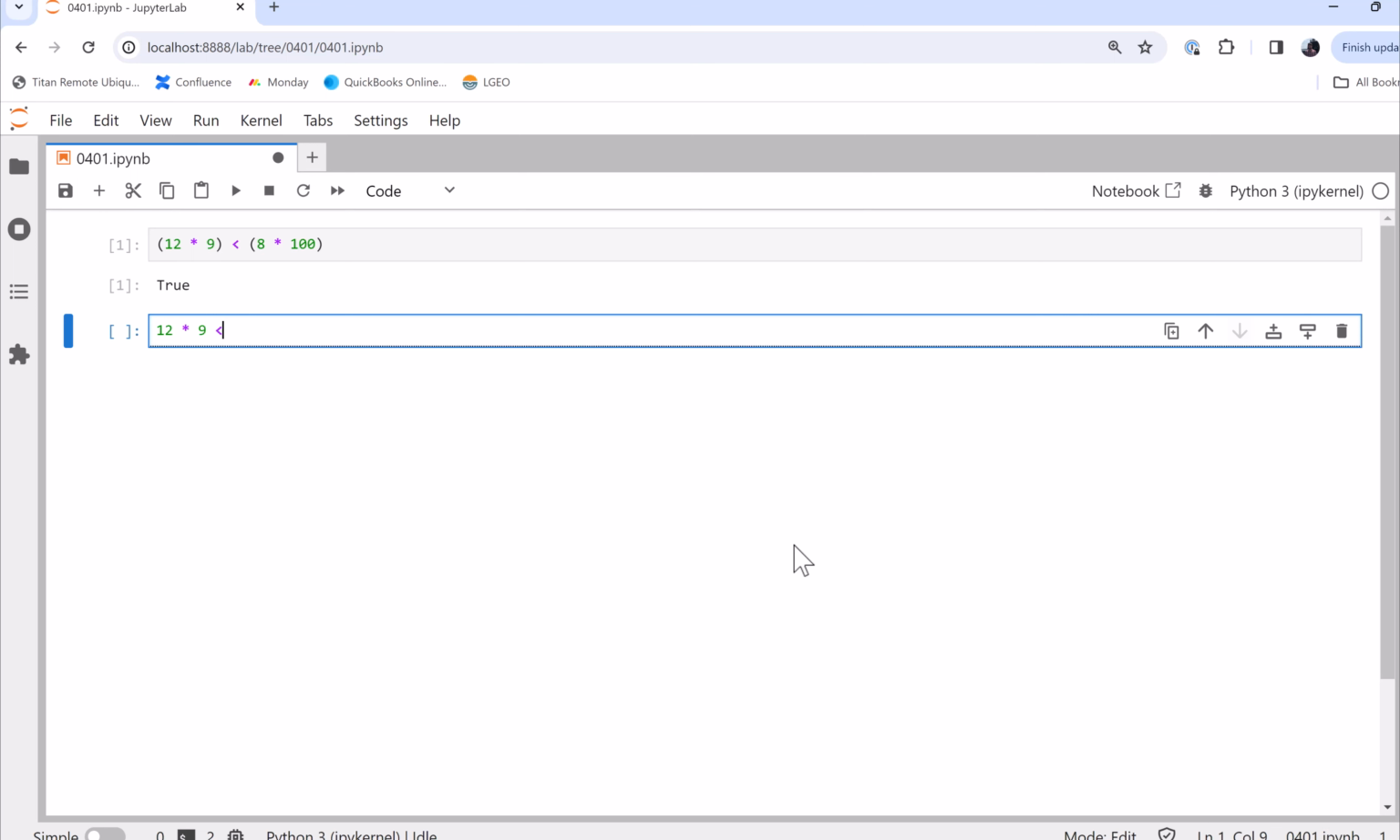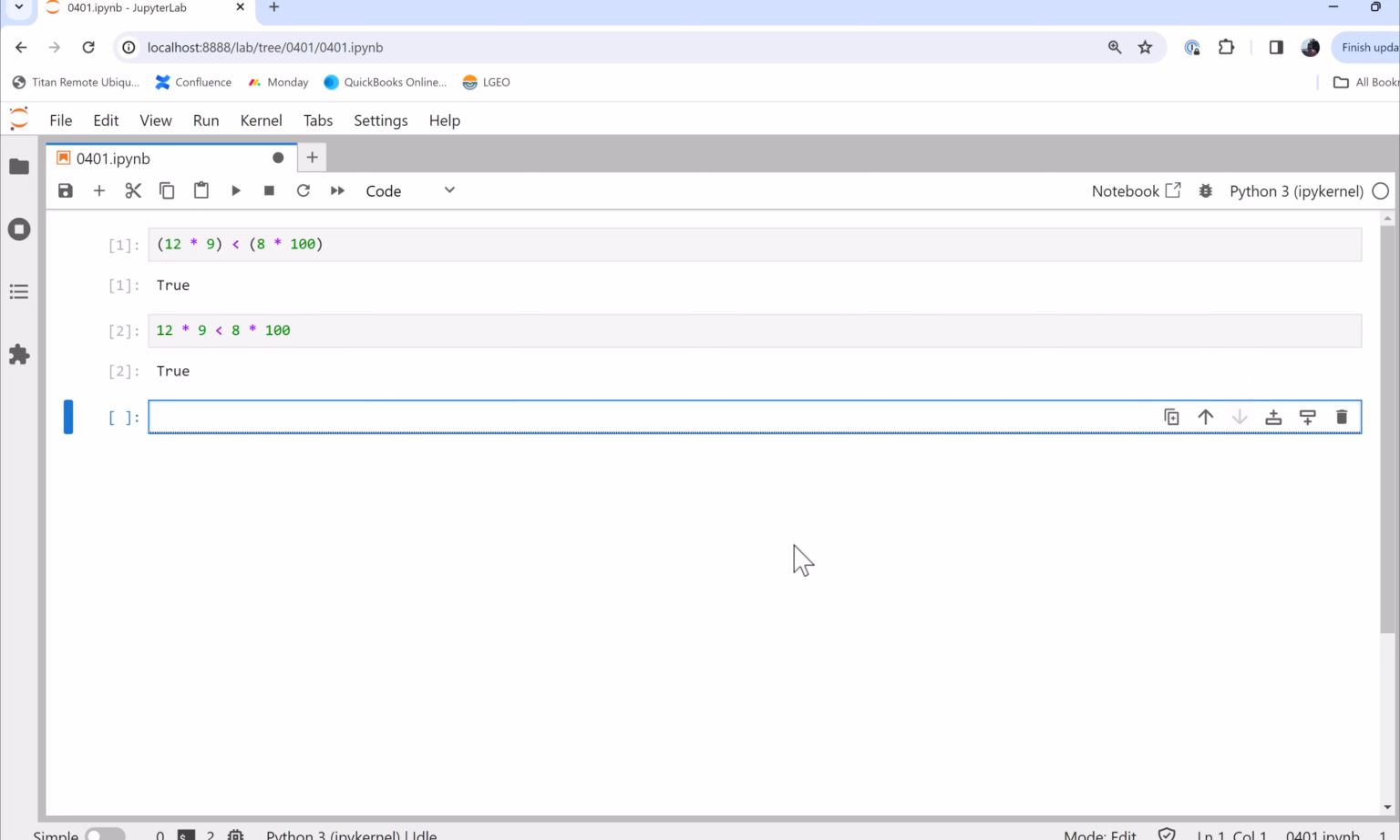So let's try it. 12 times 9 is less than 8 times 100. We still get the same answer. So the parentheses are not required here because the multiplication operation has a higher order of precedence than the comparison operation. So you don't have to have the parentheses in that case.